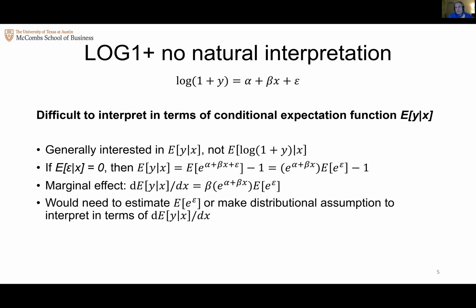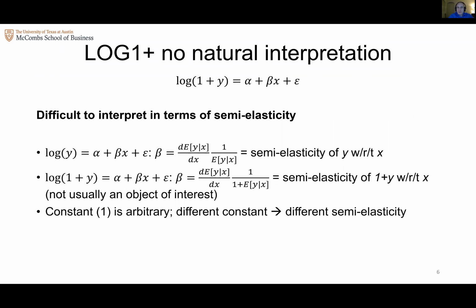Now, the way we generally interpret log regressions is in terms of semi-elasticities. So the problem is that once you add the constant to y and you take a log, you no longer have a natural interpretation in terms of a semi-elasticity either. So you lose the one thing that's useful about log of y type regressions. If we start off with a log of y regression, where log of y is on the left-hand side, that beta is going to end up capturing the semi-elasticity, so the change in the expected value of y with x, divided by the expected value of y.